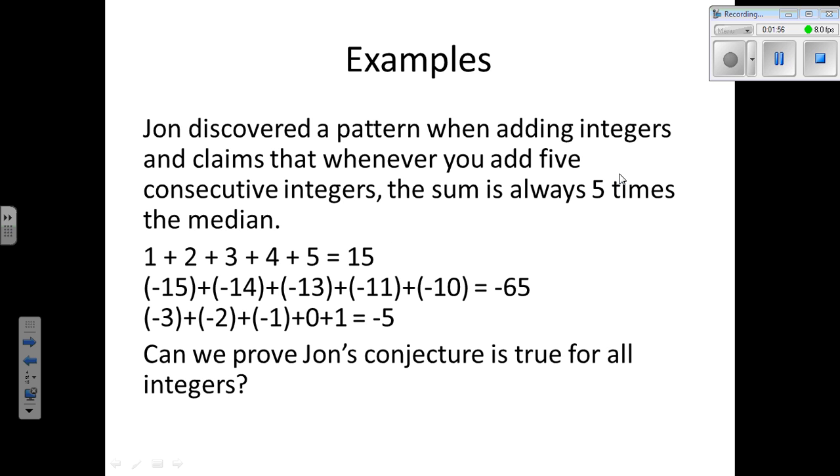Let's start with some examples. John discovered a pattern when adding integers and claims that whenever you add 5 consecutive integers, the sum is always 5 times the median. Can we prove John's conjecture is true for all integers?